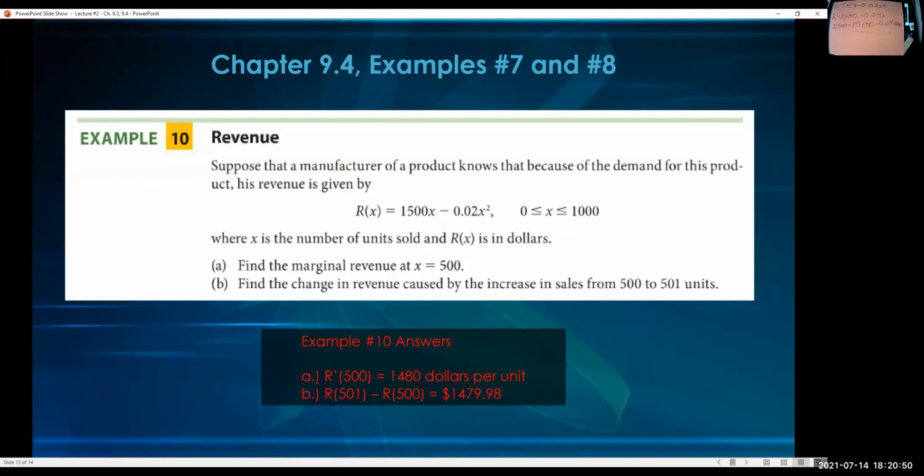And then last, it says, find the change in revenue caused by the increase of sales from 500 to 501. The way you're supposed to figure that one out is by simply looking at the derivative. So let me change this. There we go. We'd find R of 501 and find R of 500, and then subtract them. Okay, so that's how you would go about doing that question.